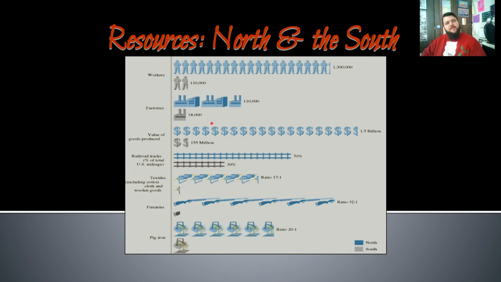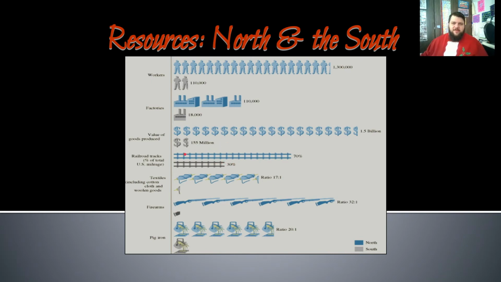Resources. The North has 1.3 million workers compared to 110,000 workers in the South. And this is amazing to me. The South has 110,000 workers. The North has 110,000 factories. That means for every one factory worker we have in the South, there's going to be one factory we have in the North. That's crazy. The value of goods produced, 1.5 billion to 155 million, almost 10 times as much things produced.